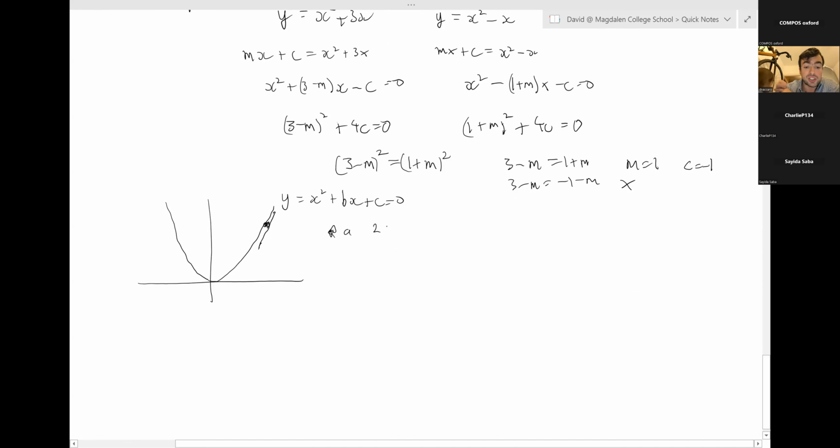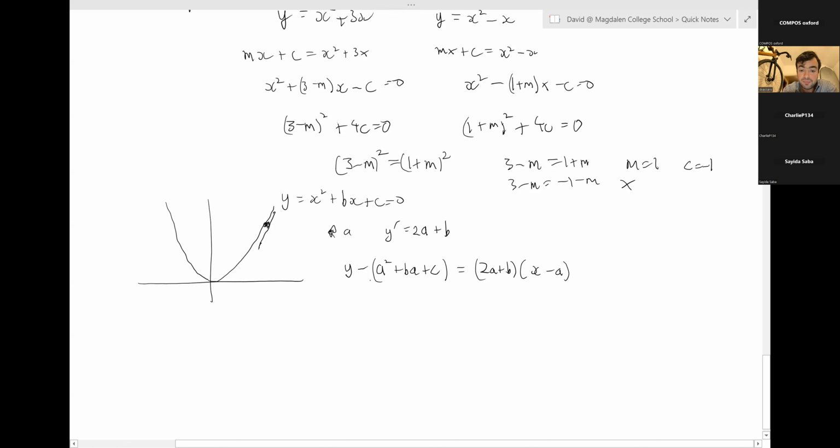So at a, you just say that the derivative is 2a plus b, and then you fit the point. So the general tangent is y minus (a squared plus ba plus c) is equal to (2a plus b)(x minus a).